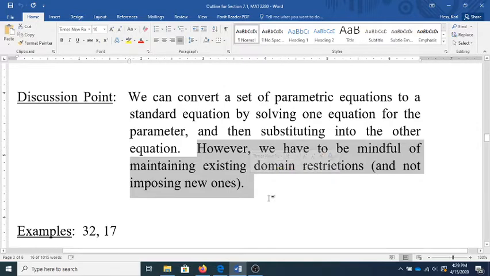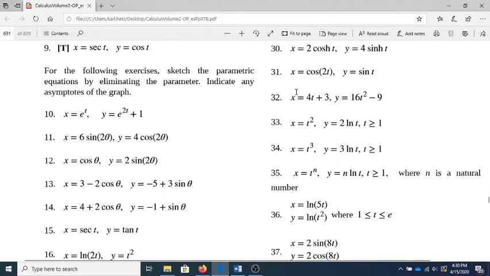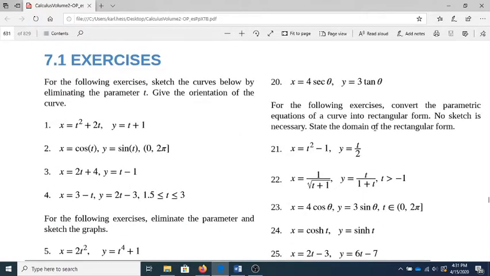Alright, so I think I want to actually do some examples from the book here. Here's problem number 32 in the textbook, at the end of section 7.1. Notice the problem gives us a pair of parametric equations, x equals 4t plus 3, y equals 16t squared minus 9. And if I scroll up, I can see that the instructions are: convert the parametric equations of a curve into rectangular form. No sketch is necessary for this problem. And state the domain. Okay. Alright, well, let's do that.